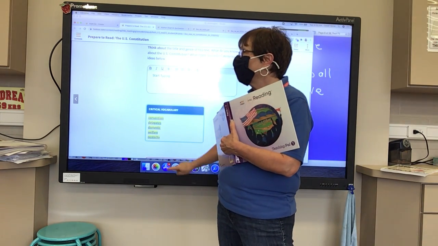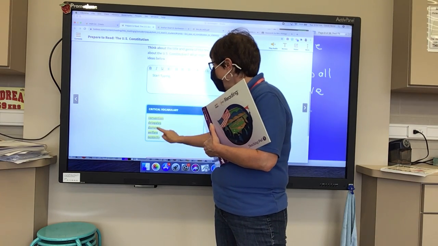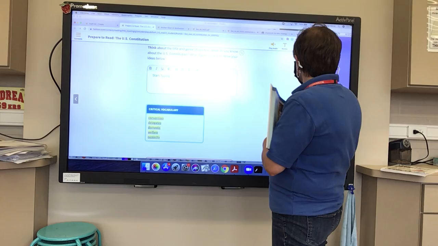Here is our important vocabulary: convention, delegates, domestic, welfare, posterity. Those are all important words from our story.